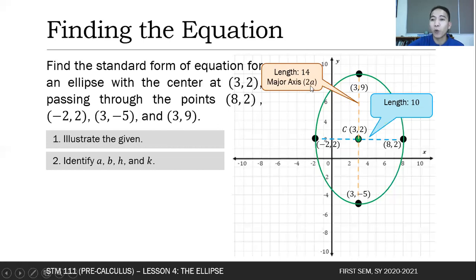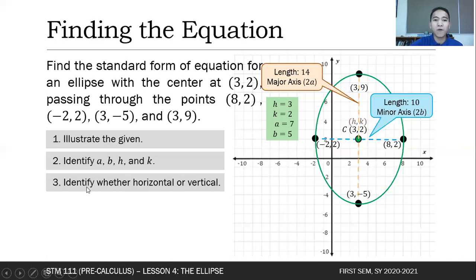Ang length niya ay 2A. Habang yung blue naman ay yung minor axis. Yung length ay 2B. So itong center nagbibigay ng H and K. Yan. So dahil H mo is 3, K mo is 2. Yung A, 7, kasi di ba 14 is 2A, divided by 2, 7. And so with this one, divided by 2, B is 5. So meron ka ng A, B, H, K.